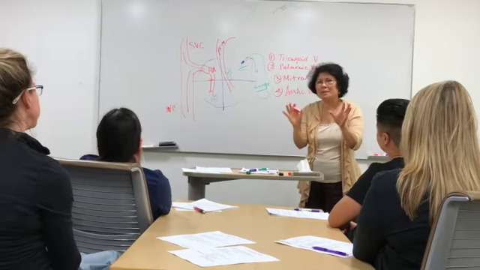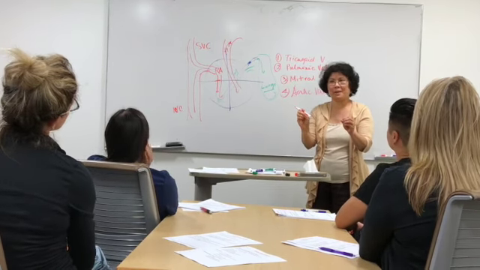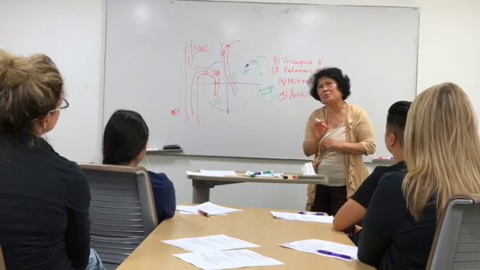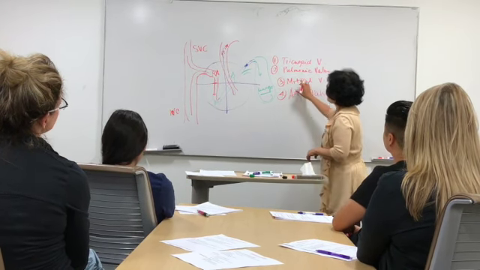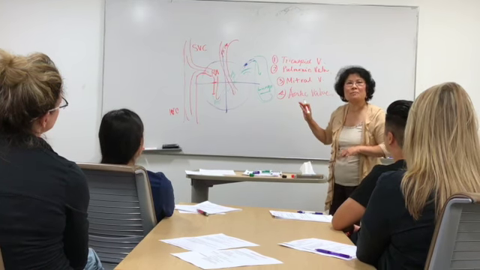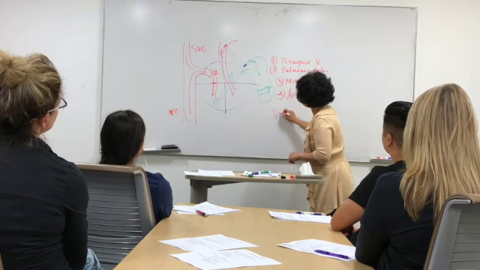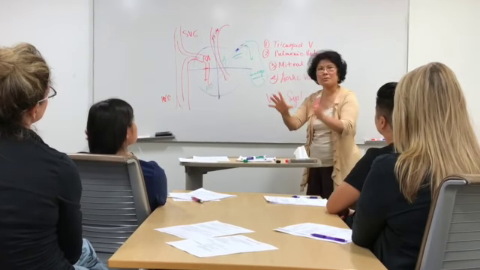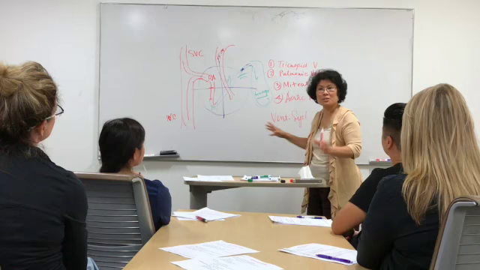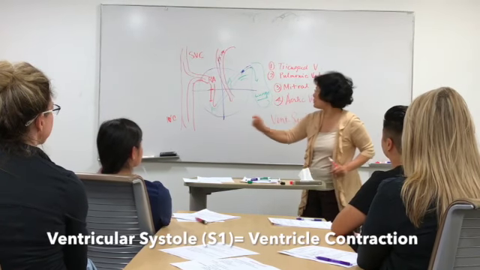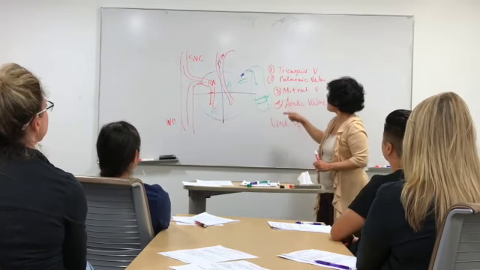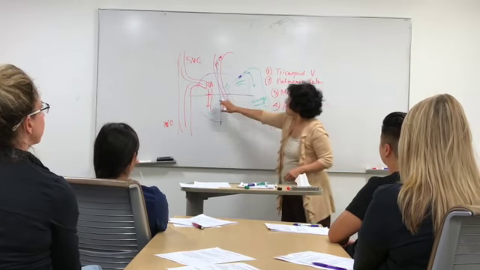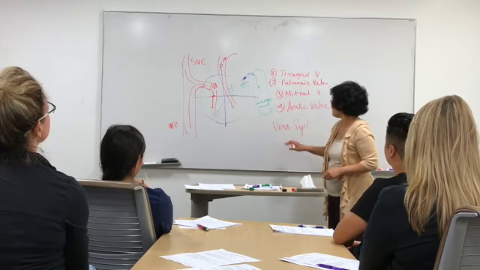Now let's talk a little bit about ventricular systole and ventricular diastole, because you have to know this when you want to know your cardiac output. So what happens to these valves on ventricular systole? When we talk about systole, the ventricles contract. What happens to the tricuspid and the mitral? Close.